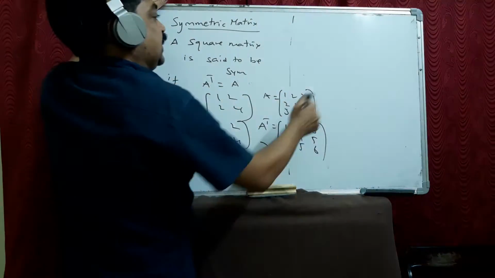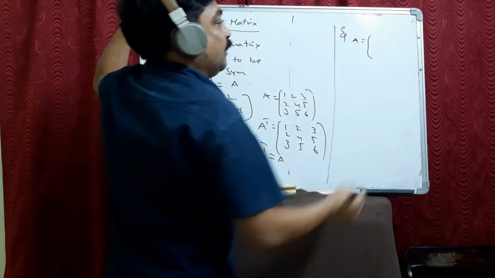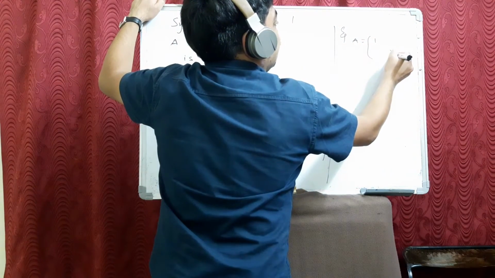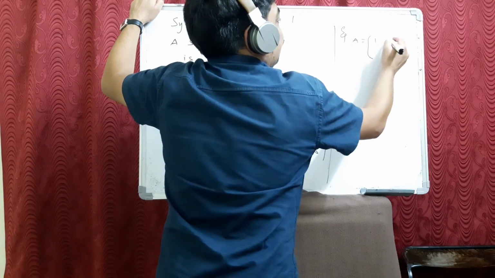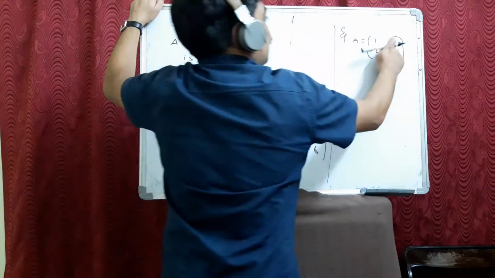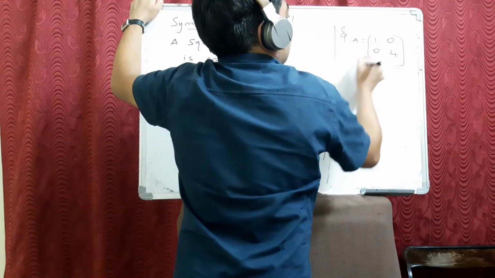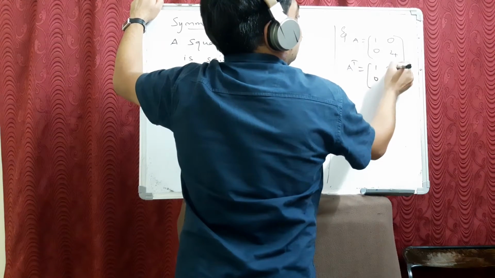The logic in writing this is, for example, if you want to write a 2 by 2 symmetric matrix, first write down these two, any numbers you like. But the other two should be the same. If you write 2 here, it should be 2 there. If you write 0 here, it should be 0. One more example: when you take A transpose, it becomes 1, 0, 0, 4.